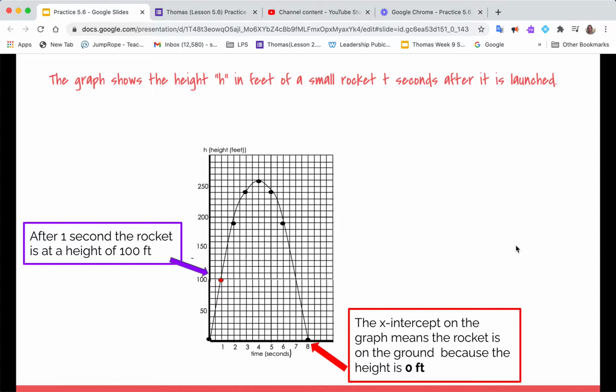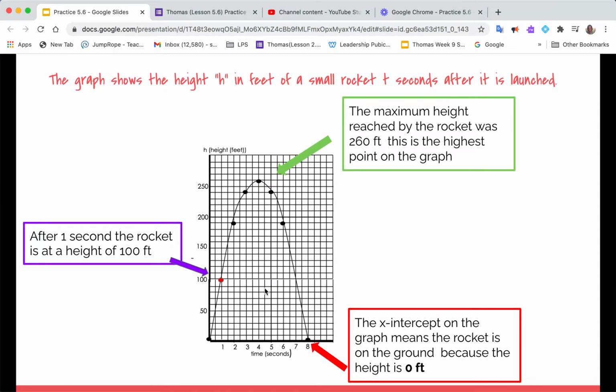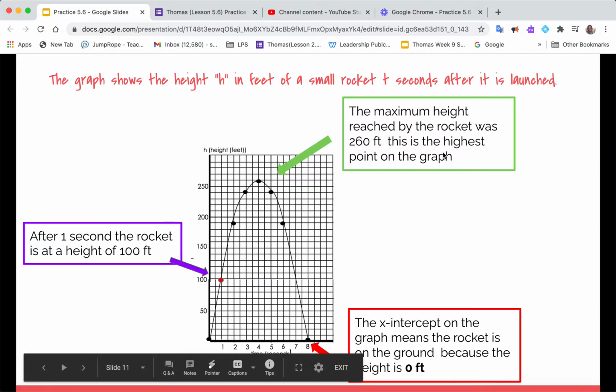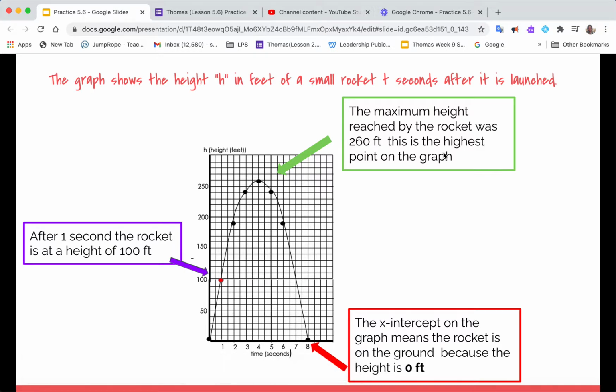The third question that we're answering for this problem is the maximum height of the rocket. So again, just going back to features of our functions, maximum means the highest point on the graph. So where's the highest point on this graph? That is right here. That happens to be the point 260. So the maximum height of the rocket is 260 feet. That occurs at a time of 4 seconds, and you can line that up with your x-axis. So you're seeing at 4 seconds, the rocket is at its maximum height, and that is 260 feet.